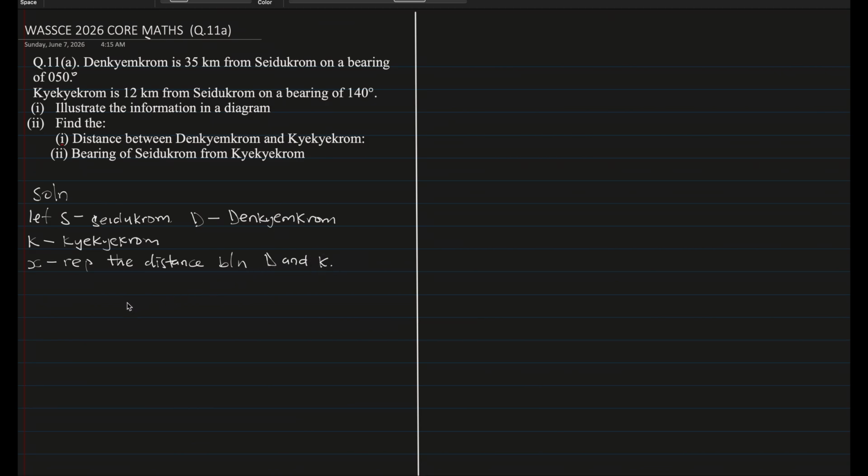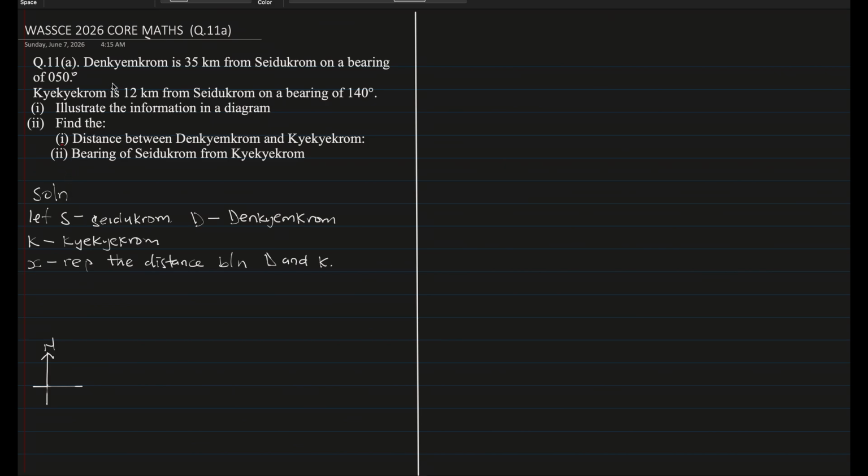Alright, so after labeling, we draw our reference point. I'm drawing the reference point starting from here. I draw the vertical line and label it as north. Then I draw the horizontal line as well, making the reference point. Now let's go back to the question.